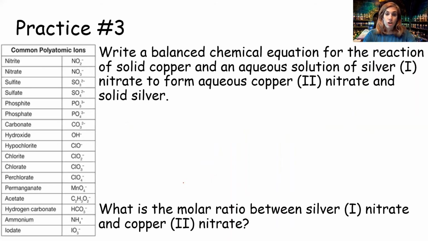Let's do the third practice problem. Oh, it looks a lot more complicated, but that's only because I added this polyatomic ion chart. Notice how in this problem, it does not give you the skeleton equation already written out. So the first thing we need to do before we can balance it is to write out that basic equation. Then we can go back in and count the atoms and balance it.